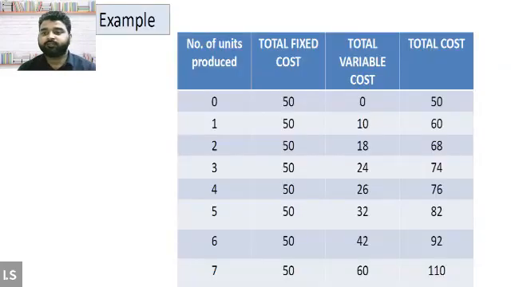Okay, on this table, I've tried to explain the calculation of the total cost. I wanted to show how total cost is calculated. We can calculate total cost by adding the fixed cost and the variable cost. So 50 plus 0, it will be 50. Then 50 plus 10, it will be 60, 68, 74, and so on.